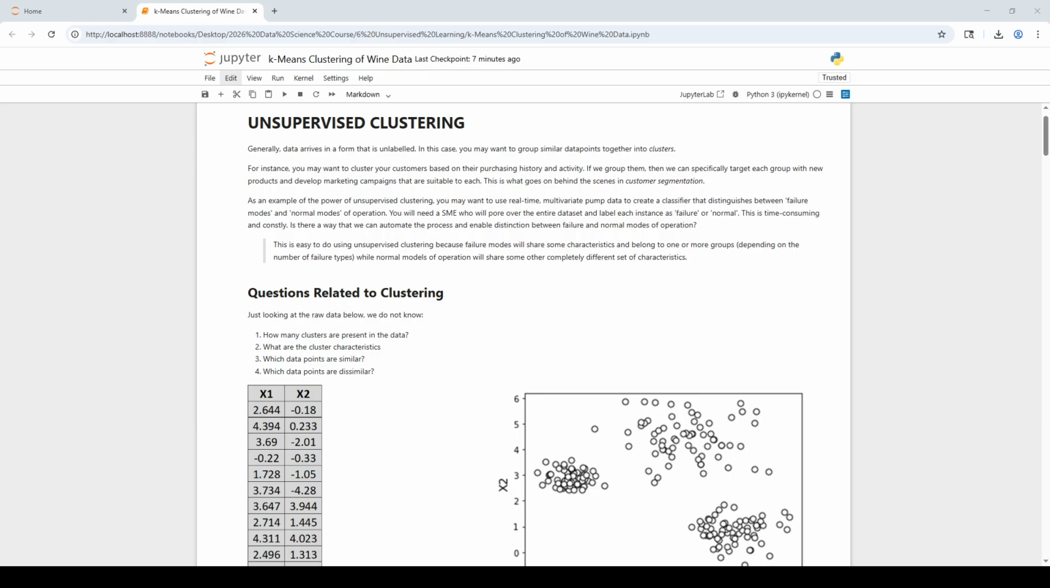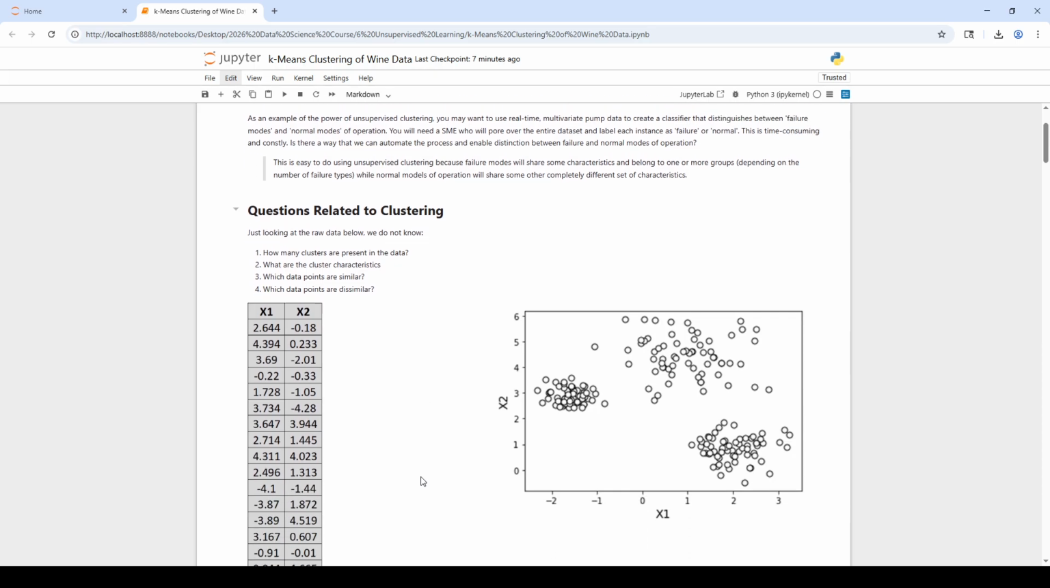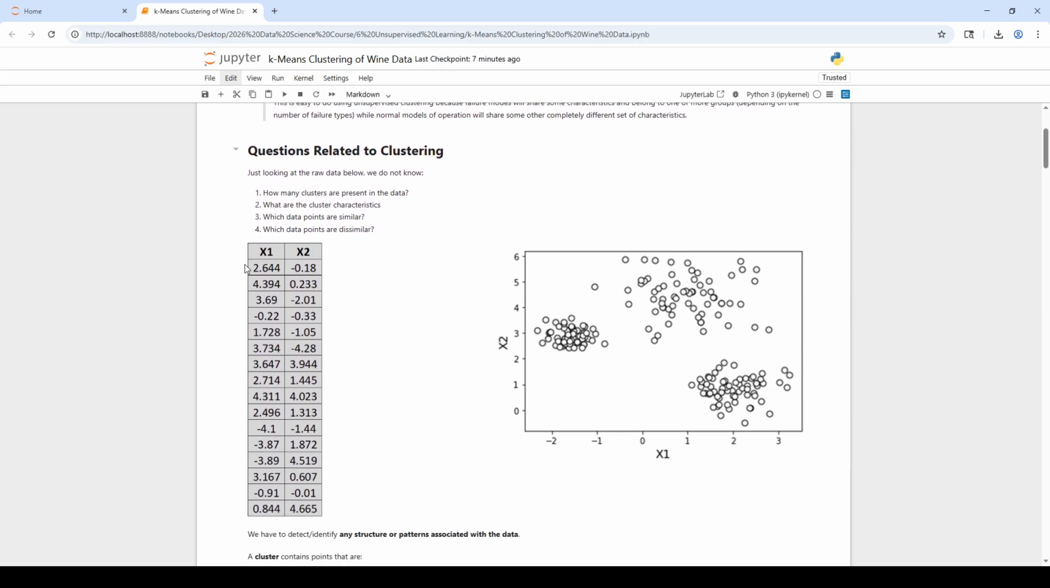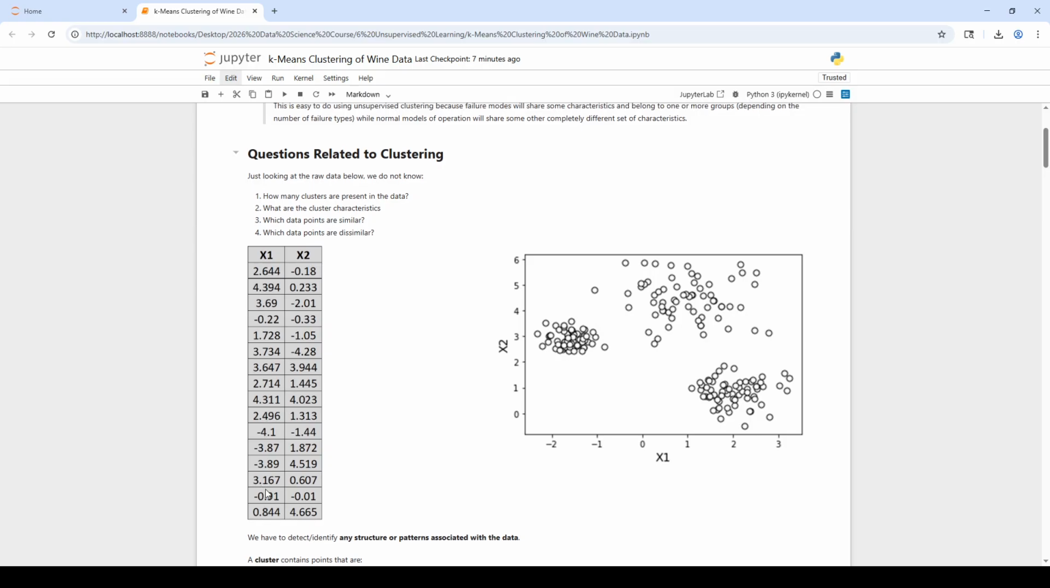Now, when we talk about clustering, the goal is to find collections of points that share similar characteristics. This is called unsupervised learning because we do not have any target variable. What we are trying to do is to discover patterns hidden in the data. So for example, we might have a two-dimensional data set described by variables x1 and x2 with a whole bunch of values, as you can see in this table over here.